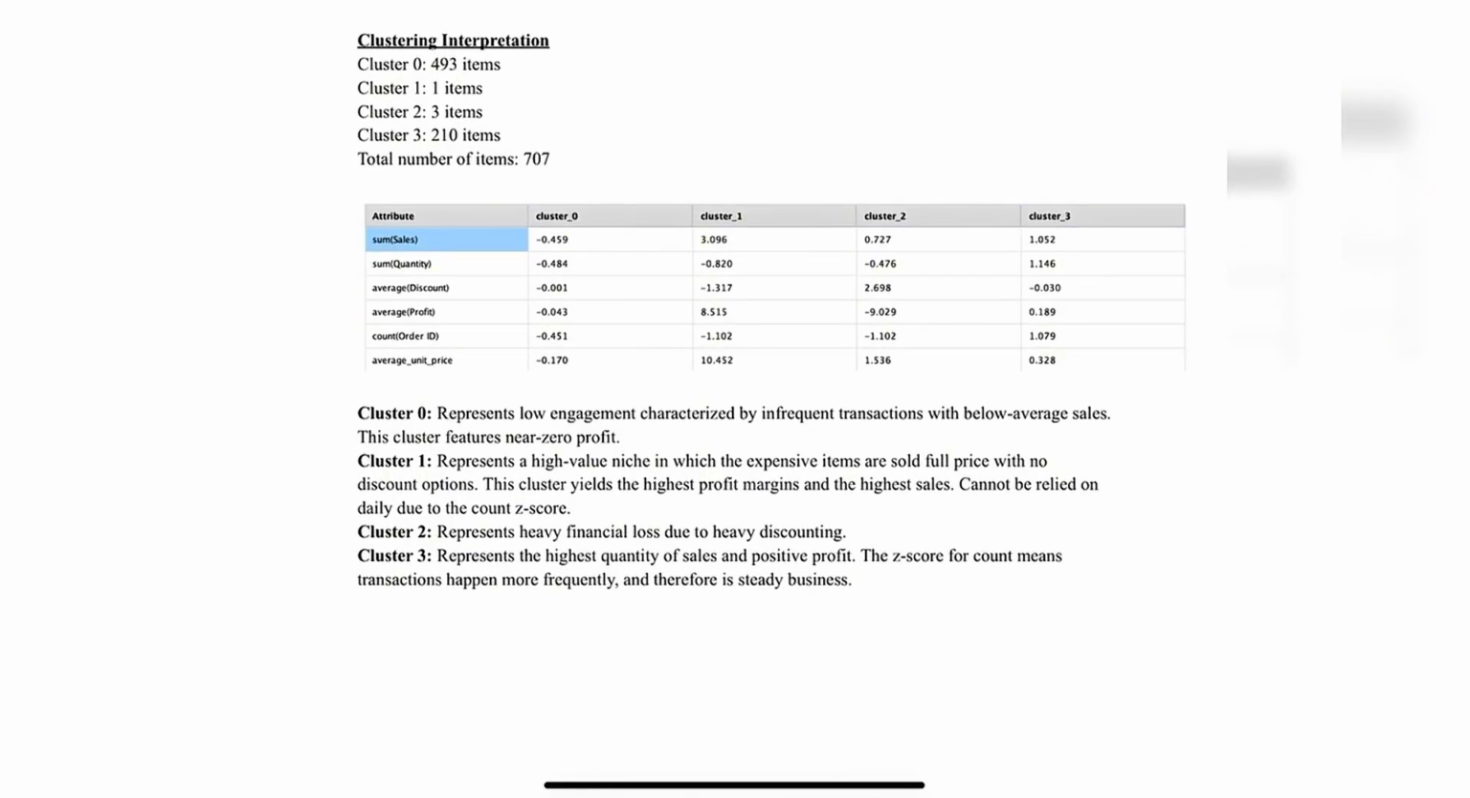What became very clear is that not all sales contribute equally to the health of a business. Cluster 3 stood out as the most stable and reliable group. It reflects frequent transactions, moderate discounts, and consistent positive profit, making it the strongest foundation for sustainable revenue.